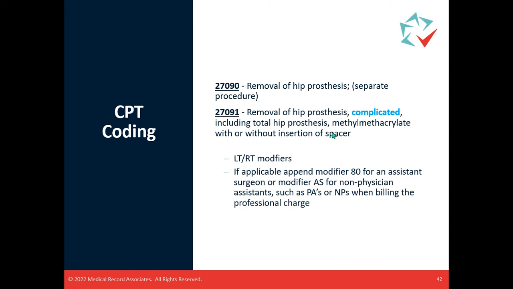A simple hip prosthesis removal is captured with CPT code 27090, and it's typically only billable as a standalone procedure due to the separate procedure designation in the CPT tabular. Code 27091 would be used for a complicated removal, which would include inserting spacers if that is performed. Physician documentation is going to guide you on whether or not you choose a simple or a complicated removal code. And if that documentation is not clear, then you should query your provider.